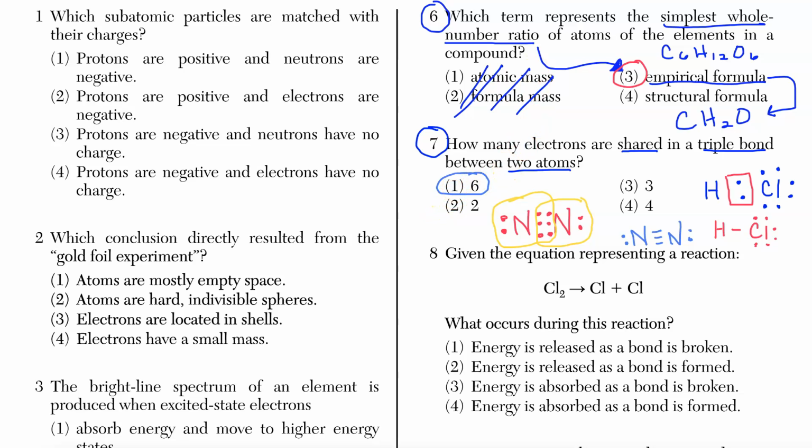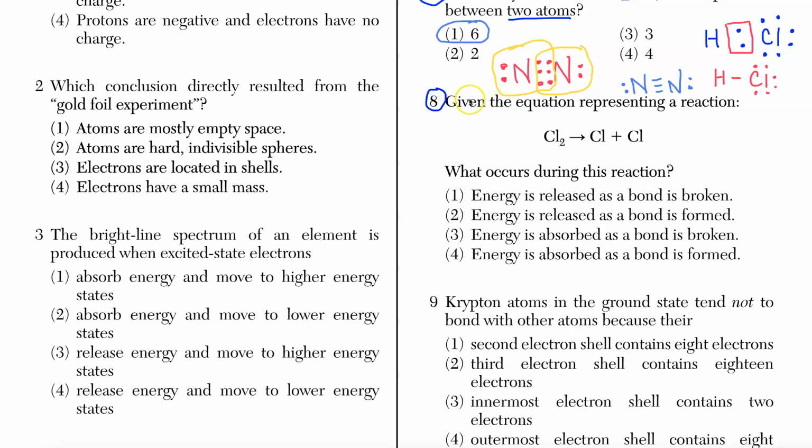On to number 8. Given the equation representing a reaction, what occurs during this? Classic Regents chemistry question. We've got a particle of 2 chlorines, and it's bonded, and now it's breaking apart into 2 chlorine atoms. So if you think about it, 2 little circles, they're bonded, and now they're going to make individual atoms. So clearly, what keeps 2 atoms together is a bond. So you need to understand that a bond has been broken.